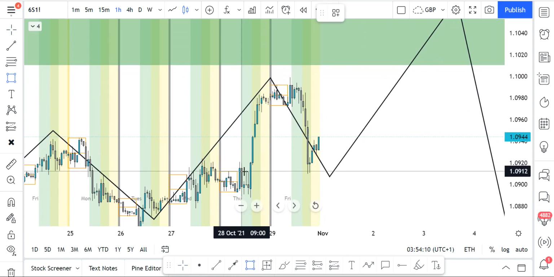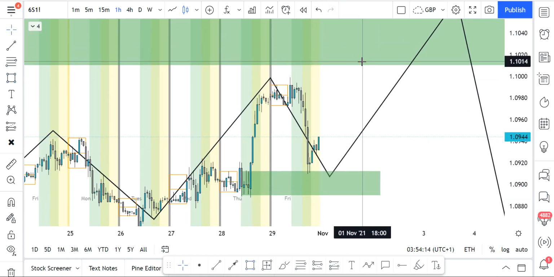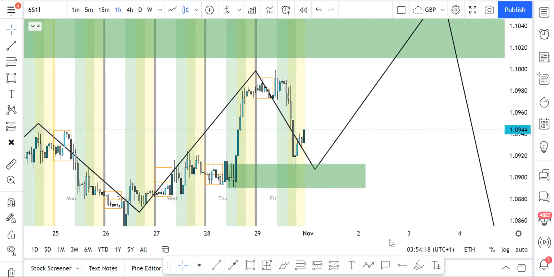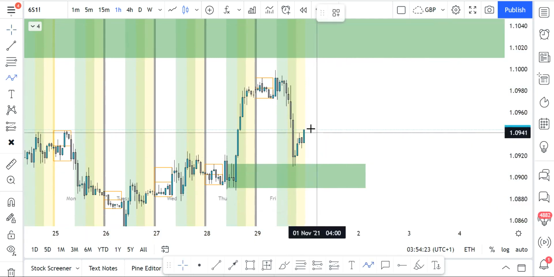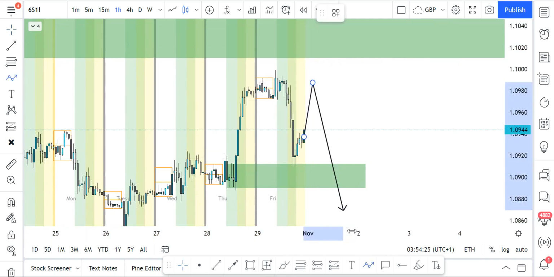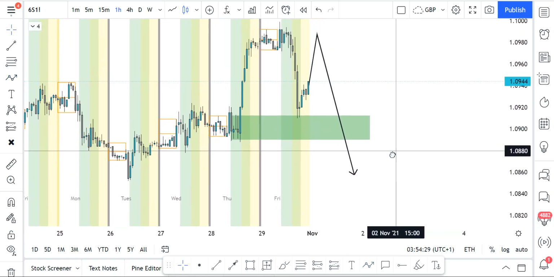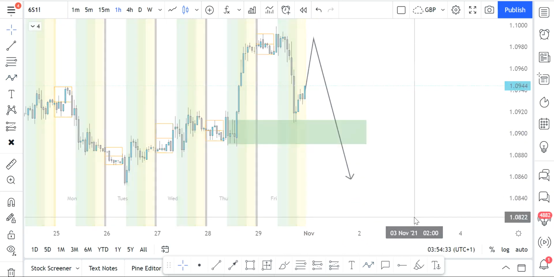On the 1-hour time frame, we have a good demand zone here, which we expect price to go to the upside. But if price will not go to the upside, it is possible that we'll see something like this. Price could just get to this place, fall to the downside. Then we can confirm that the pair is likely to go down.